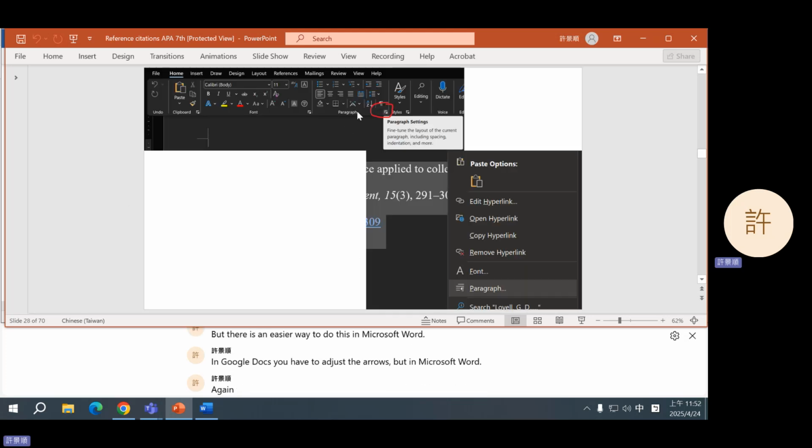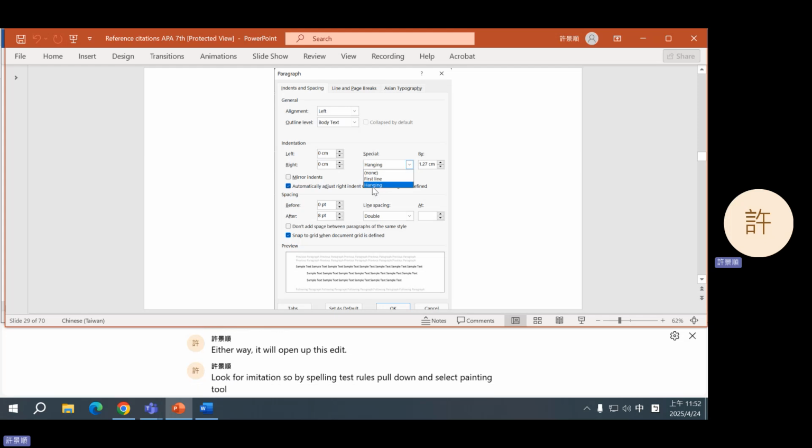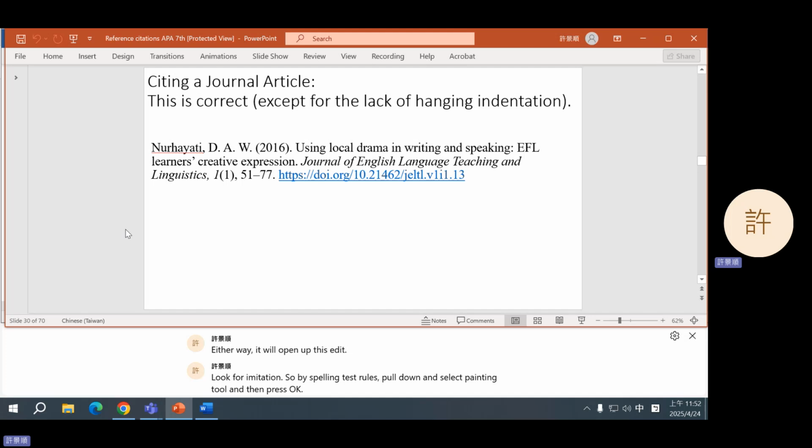again, paragraph, and then hit this expand arrow. Or you can highlight the part you want to change, and then right click and select paragraph. Either way, it will open up this menu. Look for indentation, 缩排, special, 特殊. Pull down and select hanging, 凸排, and then press OK. So let me show you.